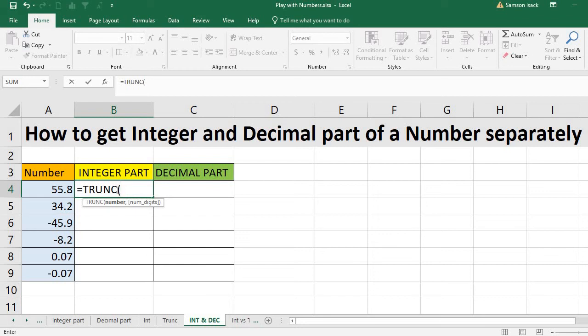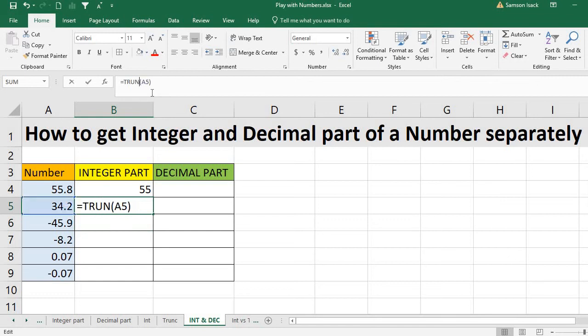How to do that? Trunc of 55.8. You can see it gives the integer part, 55. Similarly, trunc of the number 34.2 gives 34. Similarly for minus 45.9, which gives minus 45, only the integer part with a sign, and minus 8.2 gives the integer part with a sign, and it removes the decimal part. This is also 0, it removes the decimal part.